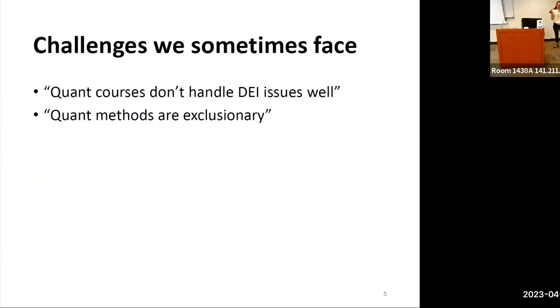A more extreme version of that, which I have heard at multiple units, is that quant methods are in and of themselves exclusionary. It's kind of weird to say that standing in this room in this building, but I'll give you a flavor of why I think this is sometimes the criticism we hear and what we do about it. And I recognize that that bullet point is particularly contentious, and we might not all agree in this room on how to handle it, but I'll tell you where I've landed on it.